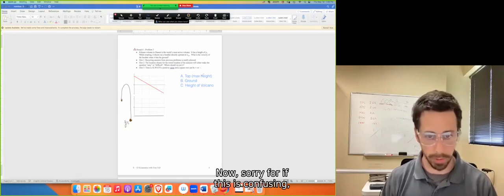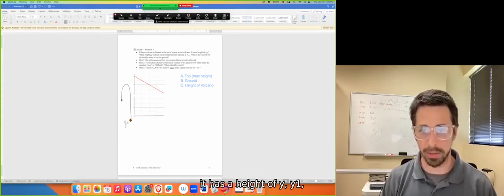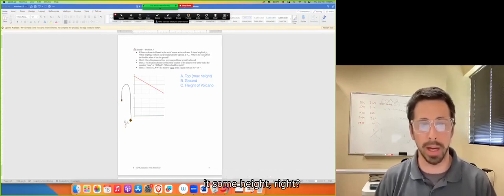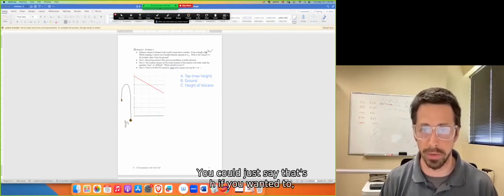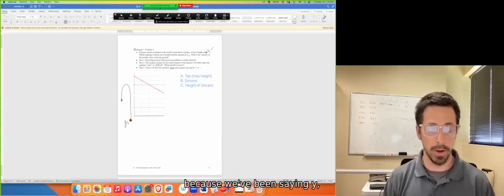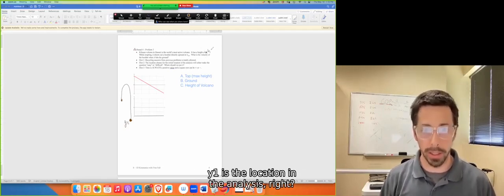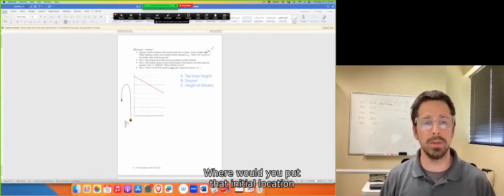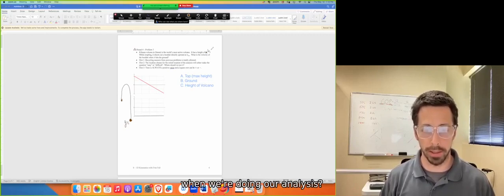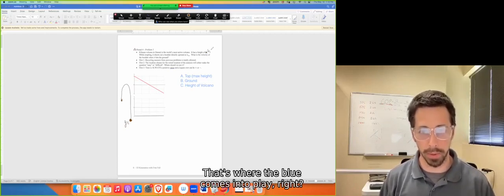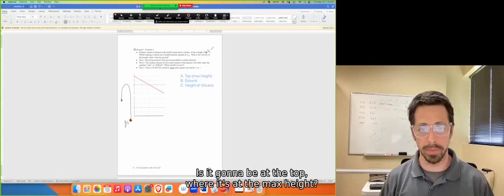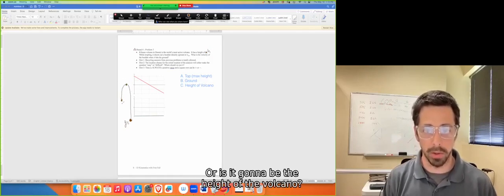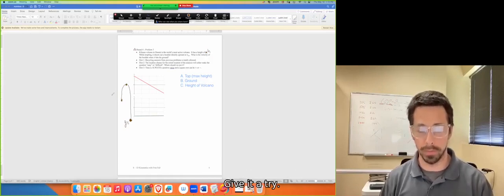Now, sorry if this is confusing, right? It has a height of Y1. I guess I don't necessarily need to say that Y1. It's some height, right? You could just say that's H if you wanted to, because we've been saying Y1 is the location in the analysis, right? So where would you put that initial location when we're doing our analysis? That's where the blue comes into play, right? Is it going to be the top, where it's at the max height? Is it going to be the ground, where it's down here? Or is it going to be the height of the volcano? Give it a try.